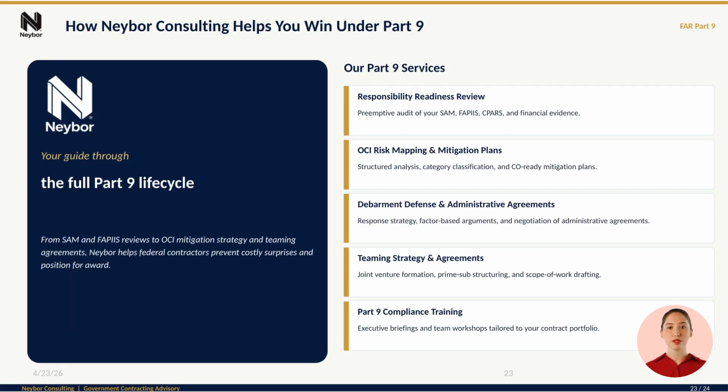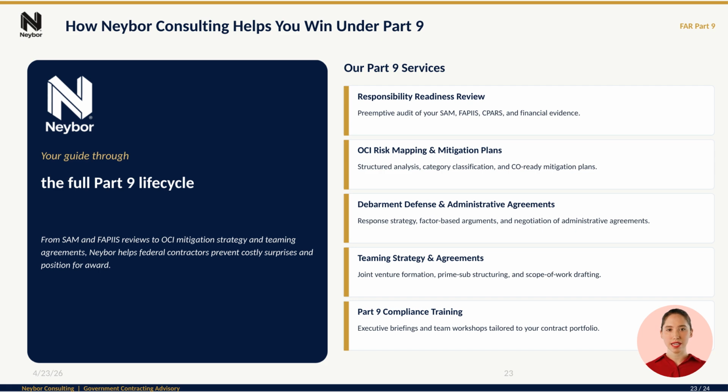So, where does Neybor Consulting fit in? Our practice is built around the Part 9 lifecycle, the end-to-end set of activities that separate firms who win federal work from firms who bid federal work. 5 service lines on the right. First, our responsibility readiness review, a preemptive audit of what a contracting officer would actually see when they open your SAM profile, your FAPIIS file, your CPARS history, and your financial evidence. We find the problems before the CO does.